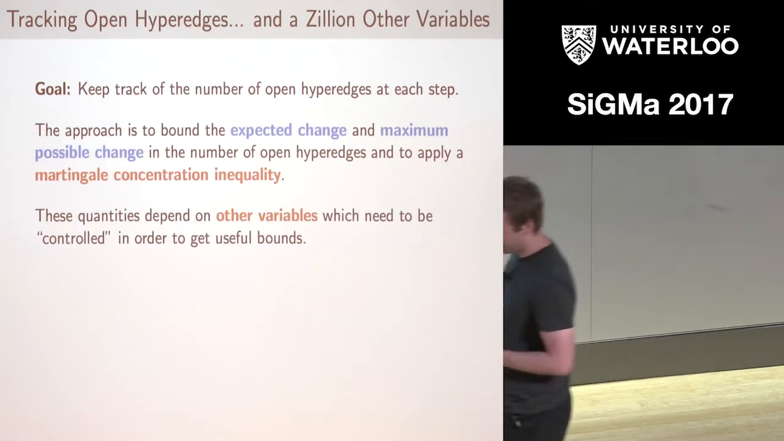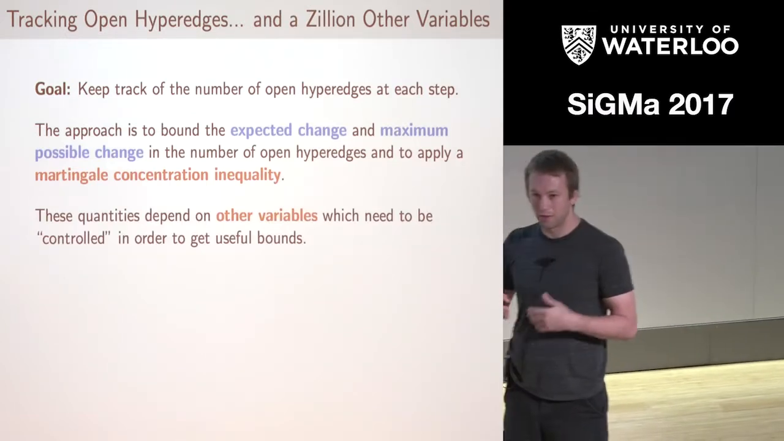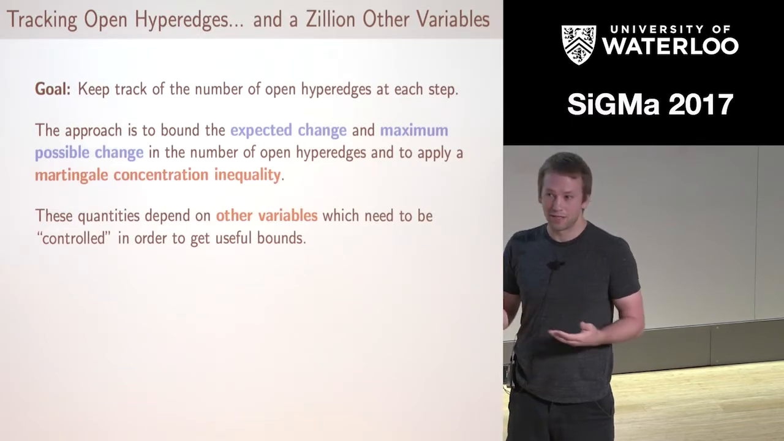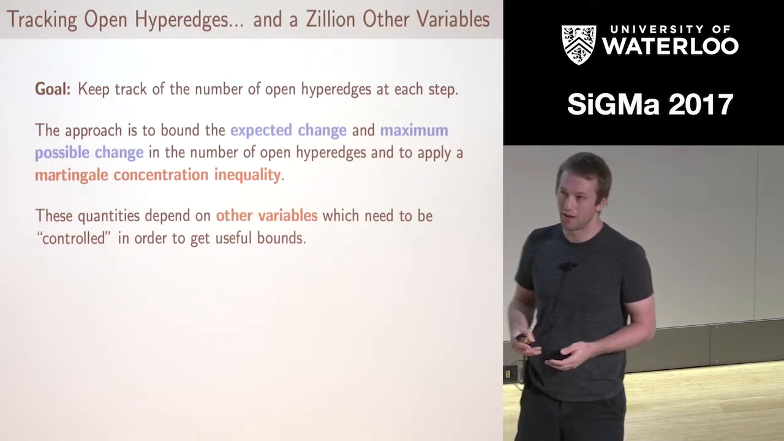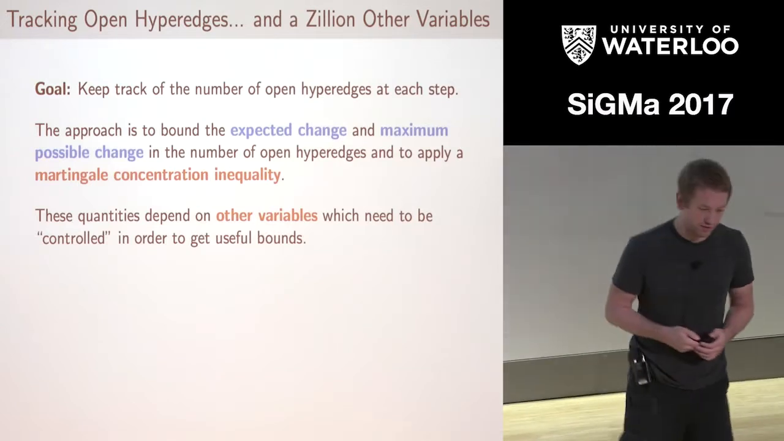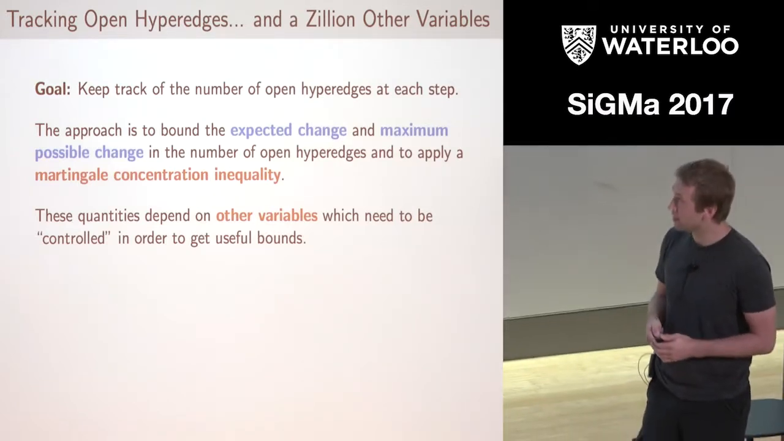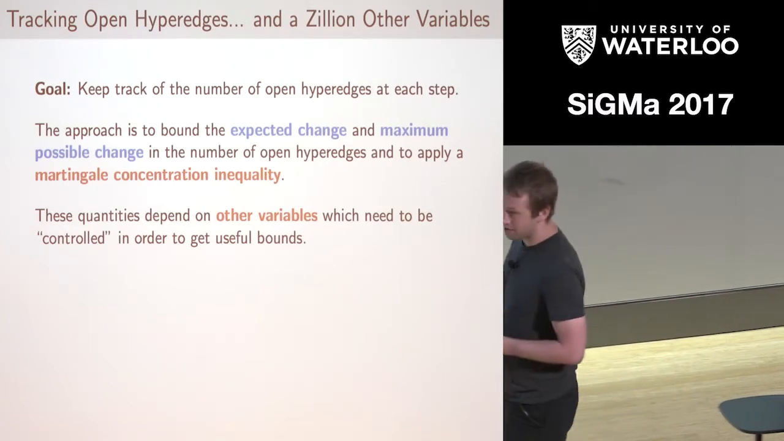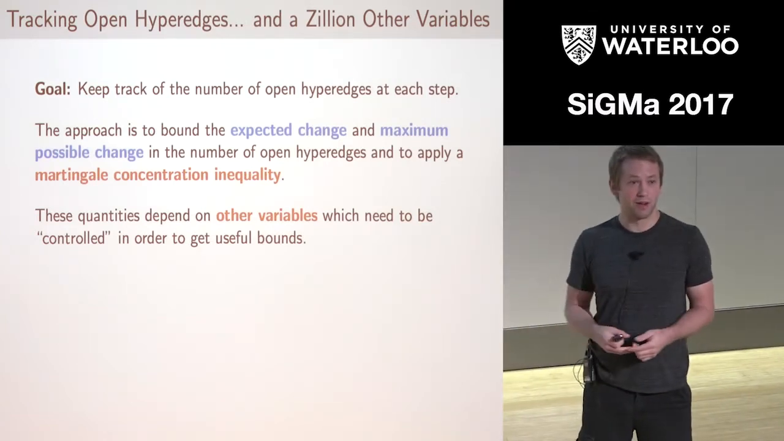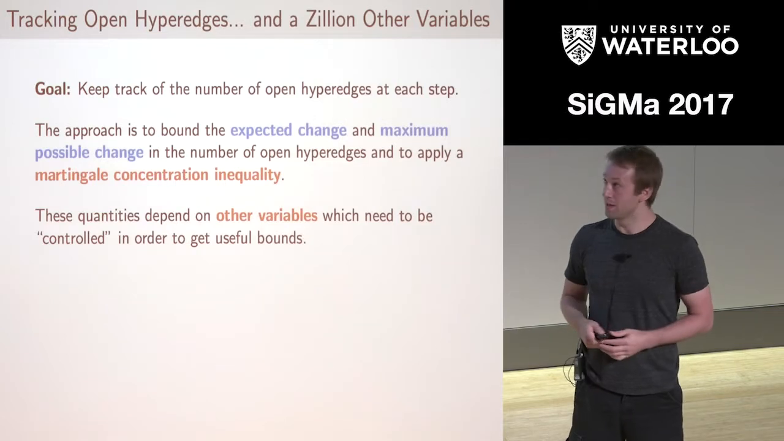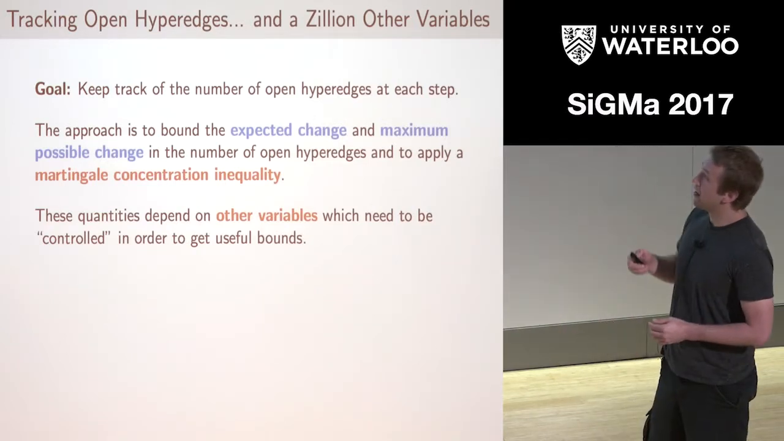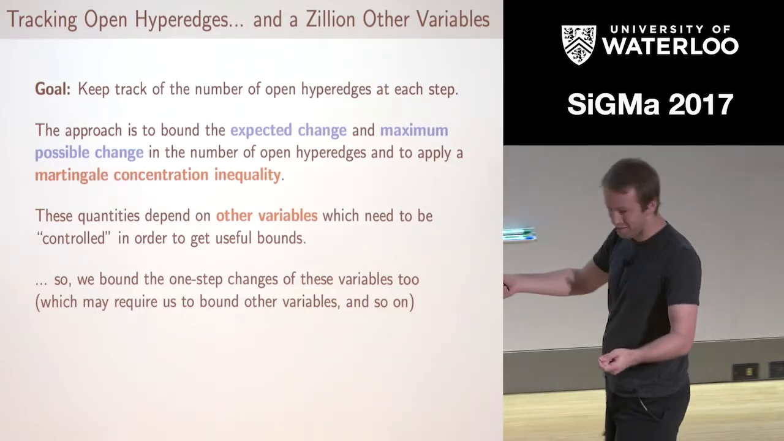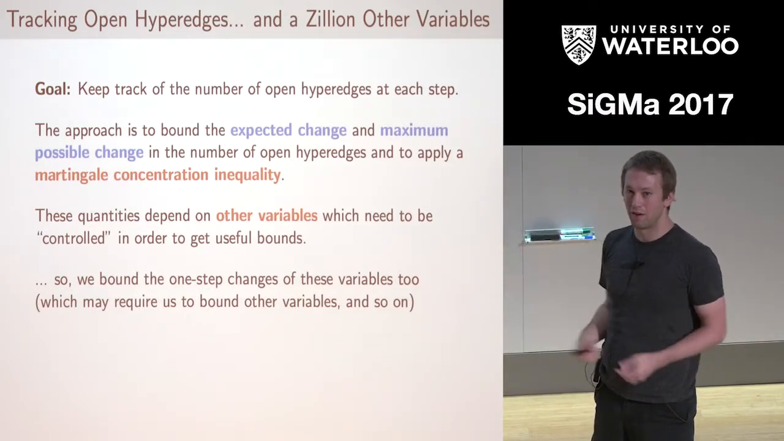In this case, though, it turns out that to express the one-step change in this random variable, it actually depends on a bunch of other random variables. I mean, if you think about it, it's not terribly hard to see. And the thing is, we need that these other random variables are concentrated if we want to get any kind of useful bounds on the number of open hyperedges. Okay. And then if you want to control these random variables, then you need to control other random variables, and this kind of goes on and on.